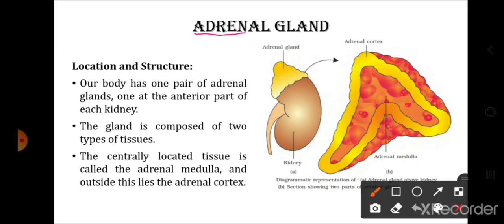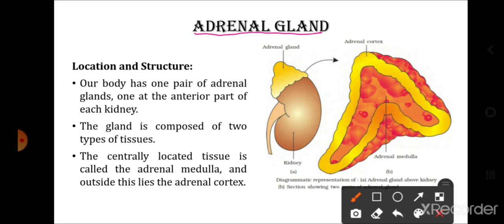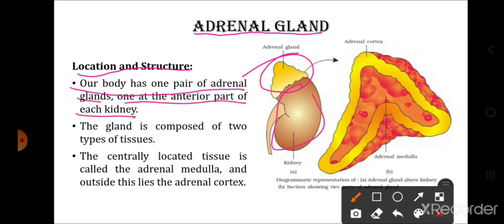Now next important gland is the adrenal gland. So adrenal gland is also called as suprarenal gland. Supra, above, renal, kidneys. So these are the glands which are located above the kidney. See students, this is a kidney and ये kidney के ऊपर adrenal gland है. So these adrenal glands are also called as the suprarenal glands. So location and structure. Our body has one pair of adrenal glands, one at the anterior part of each kidney. The gland is composed of two types of tissue.